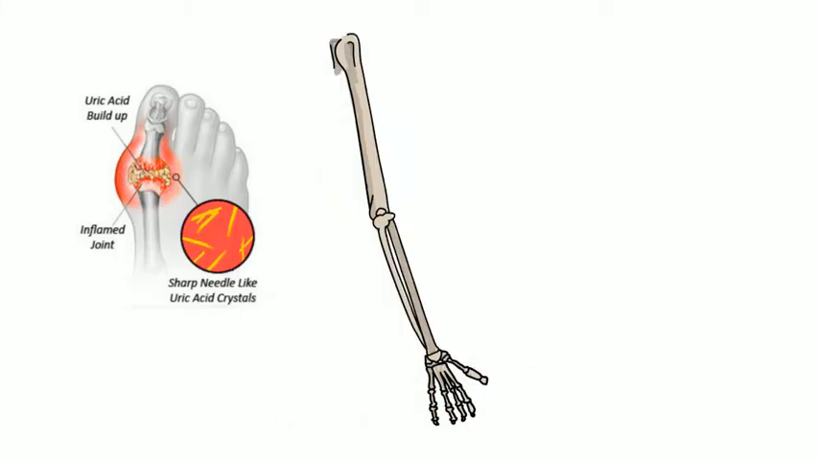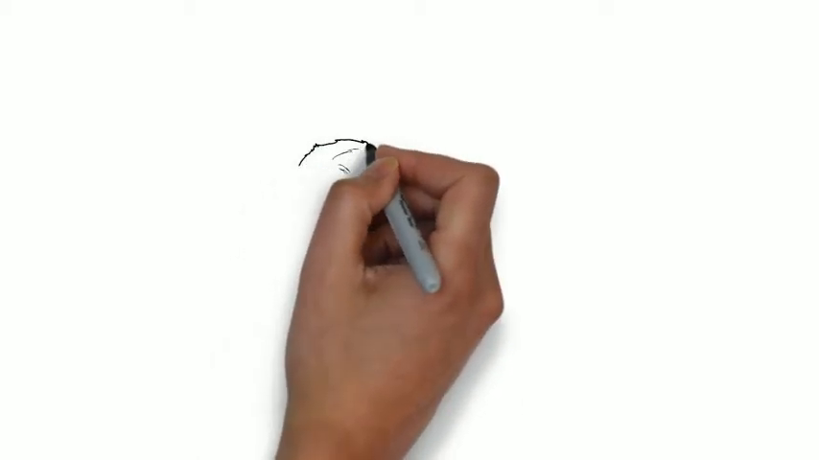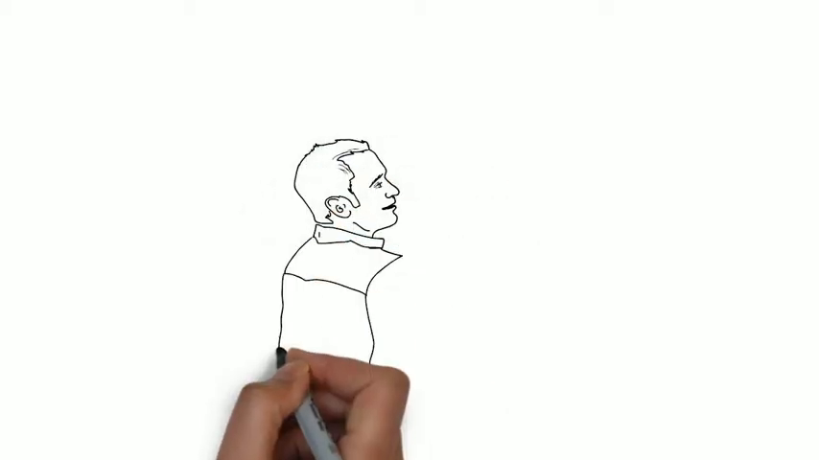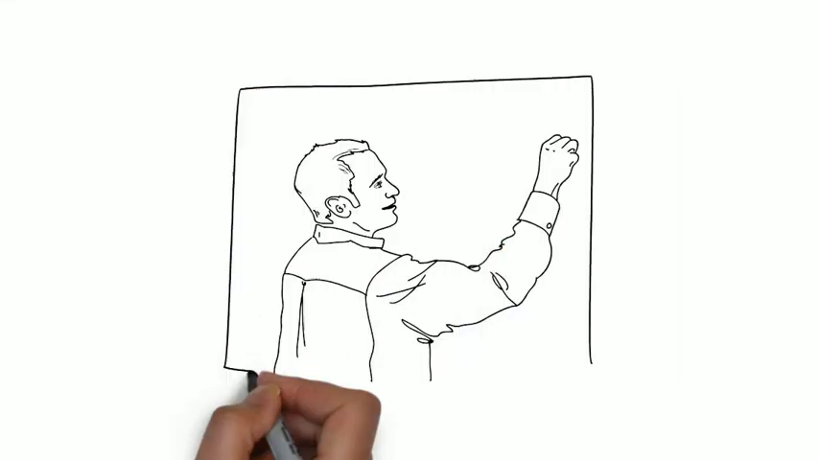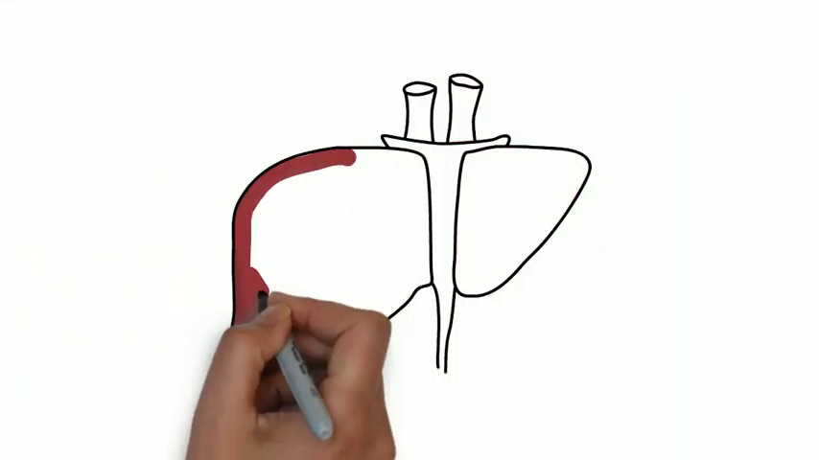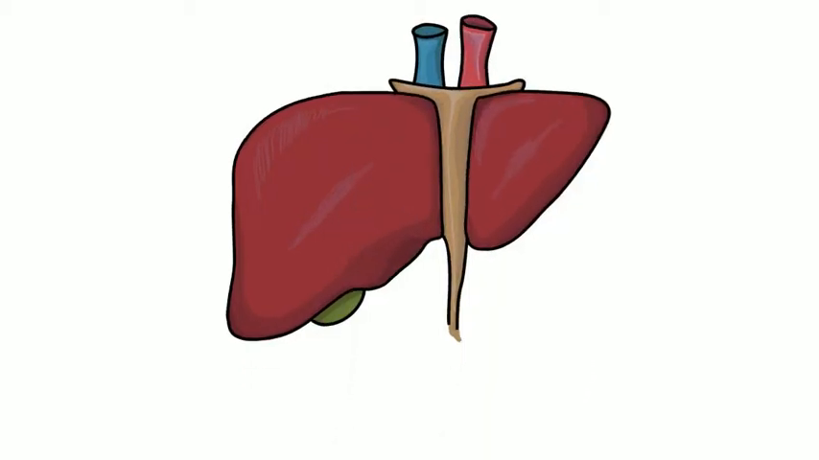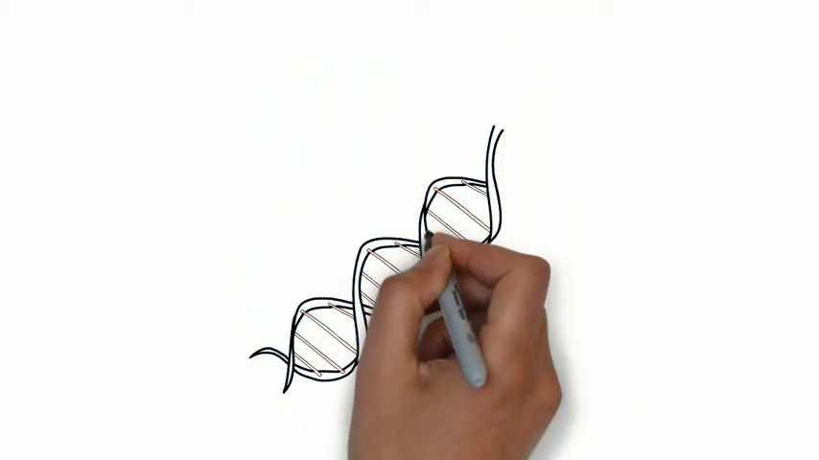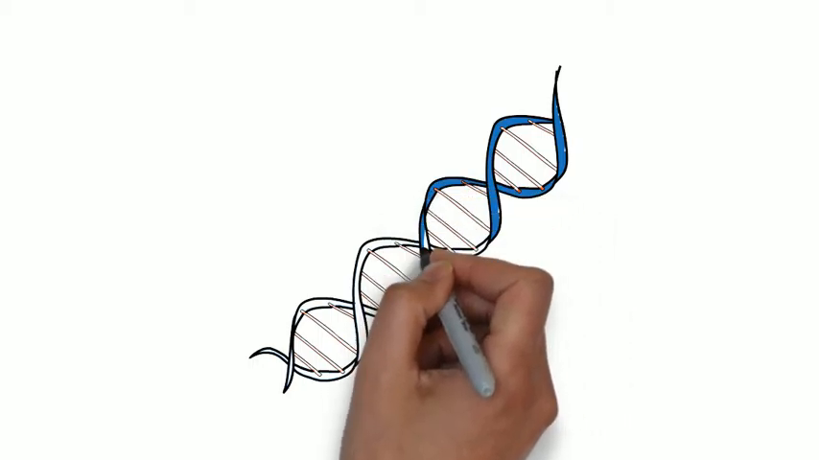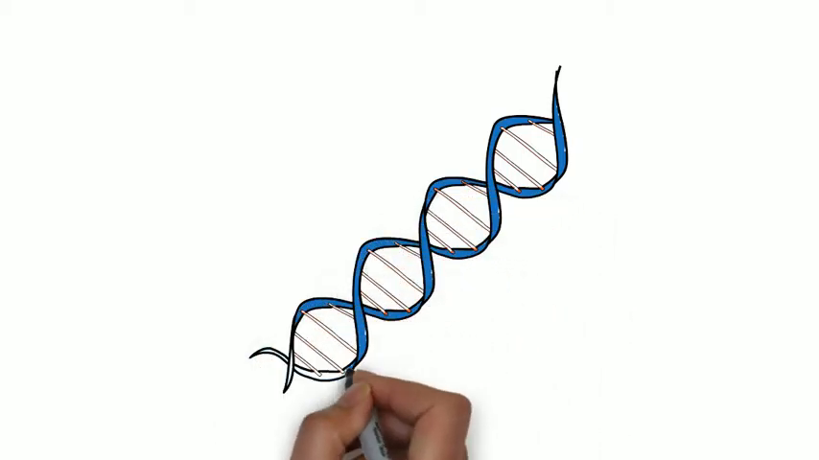Okay, now about this gout thing. I'm going to break it down into smaller pieces. We're going to start off with how it normally works. Let's start off at the liver. Your liver is in charge of processing various substances like uric acid. And as I mentioned before, gout is a result of excess uric acid.